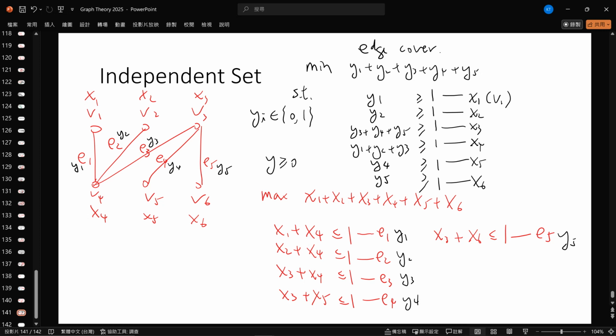So this is just the edge cover problem. In the edge cover problem, we use edges to cover vertices. So this is why when we consider independent set, we also consider edge cover.